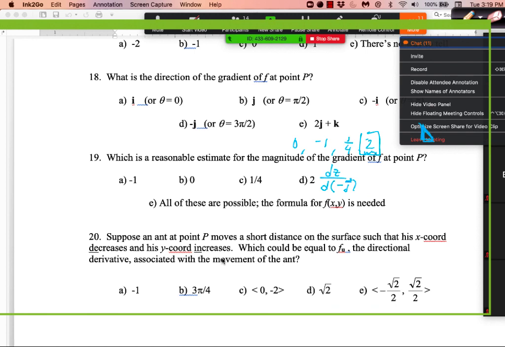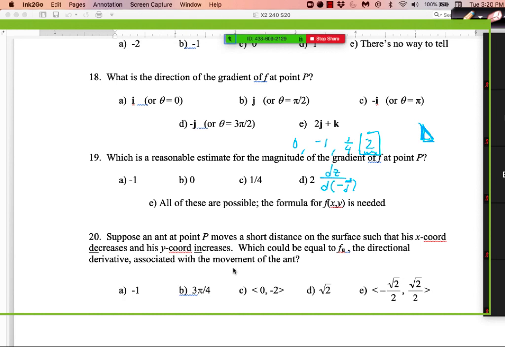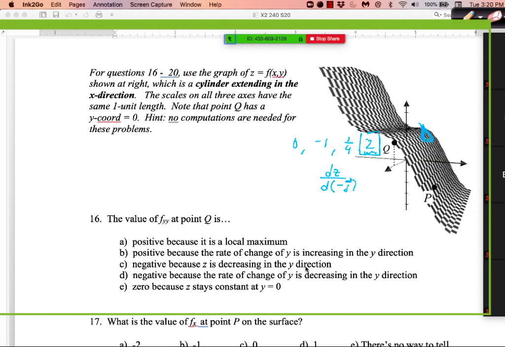Okay, now suppose an ant moves a short distance on the surface such that its x-coordinate decreases as the y-coordinate increases. What could be equal to the directional derivative associated with the movement of the ant? If his x-coordinate decreases, that's going back. If his y-coordinate increases, that's going right. So it's going to be both of those together. So the direction that the ant is moving is this way.